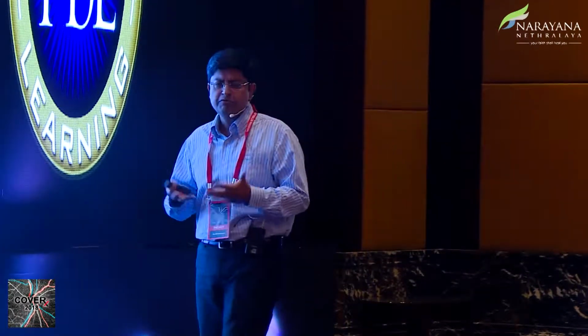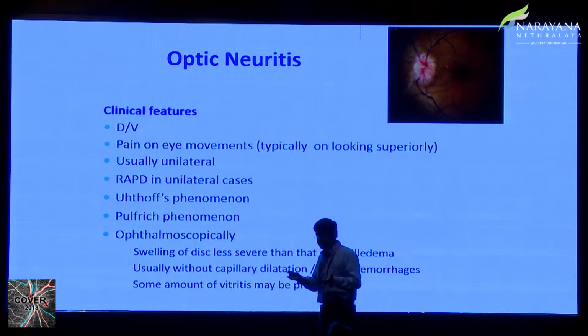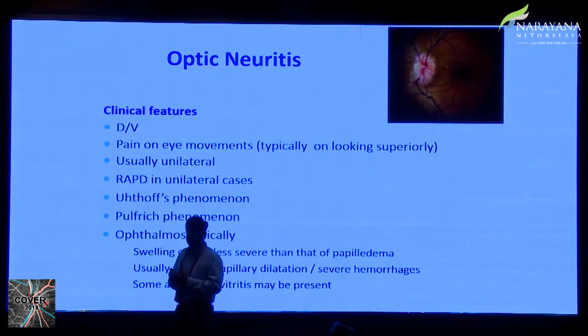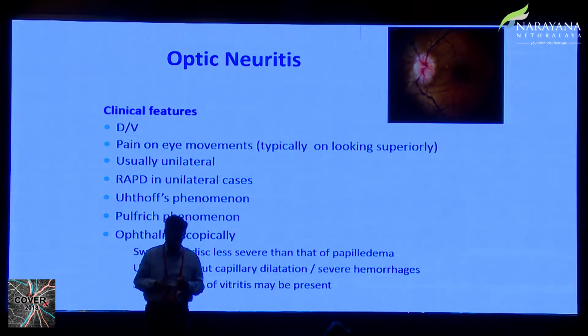So we quickly run through a few important features of optic neuritis. We've discussed them in the morning also; Dr. Ambika talked about them. You essentially have a variable amount of diminution of vision. You may have pain on eye movements, particularly looking superiorly, which may be variable. It's usually unilateral; in fact, a typical optic neuritis would be unilateral. Of course, in that condition, you will see an afferent defect. You have features like Uthoff's phenomenon or Pulfrich phenomenon, and you may have disc elevation, hyperemia, a couple of splinter hemorrhages, and some amount of vitritis just anterior to the disc may be present.